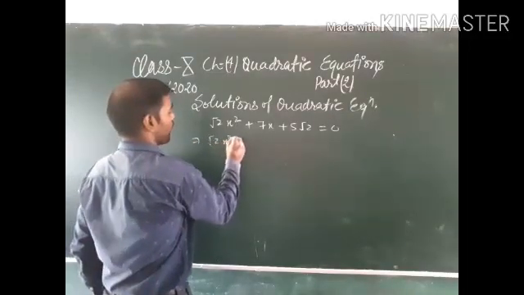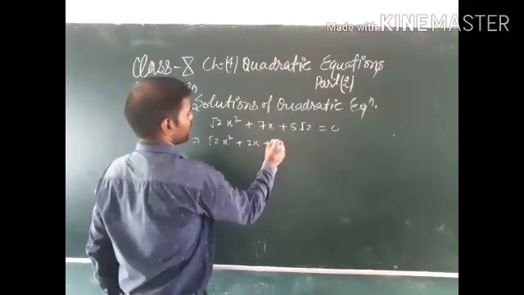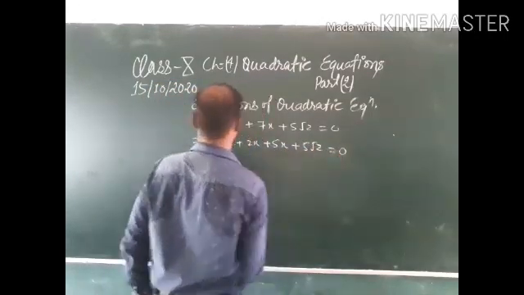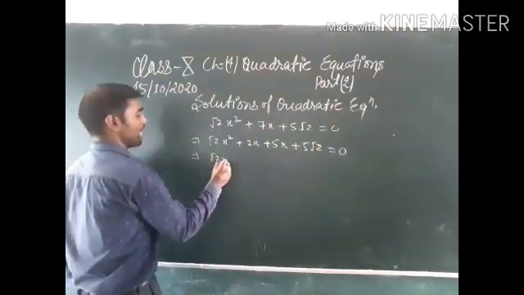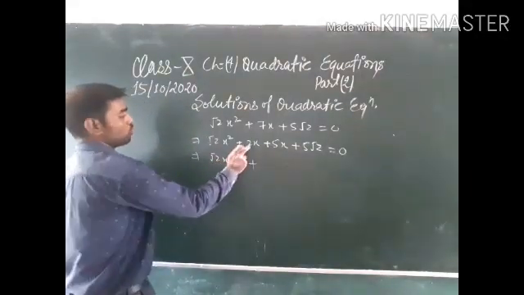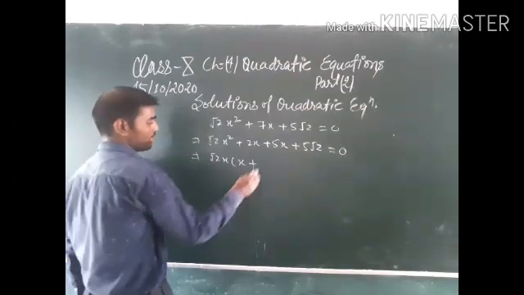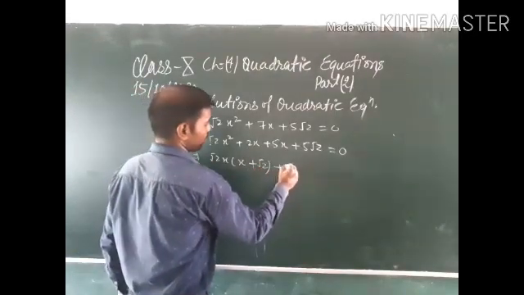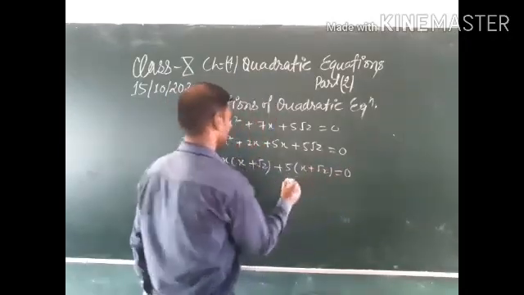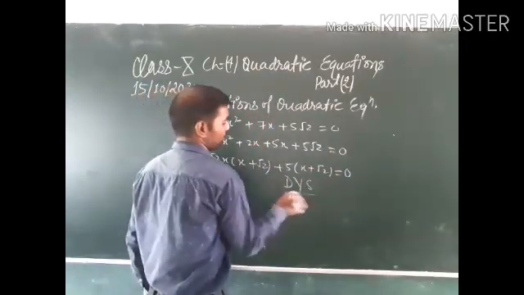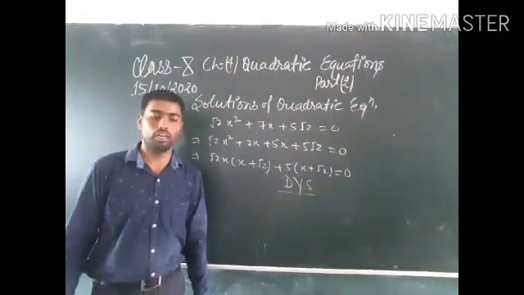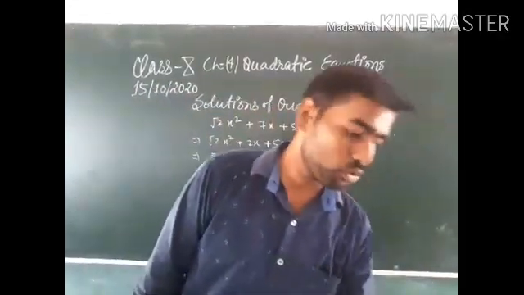Root 2 x square plus 2x plus 5x plus 5 root 2 is equal to 0. Here we take root 2 x common, and get x plus root 2; from the other two terms, 5 is common, and we get 5 times x plus root 2. It means root 2 x plus 5 times x plus root 2 is equal to 0. Now proceed yourself and find the roots of the given quadratic equation.